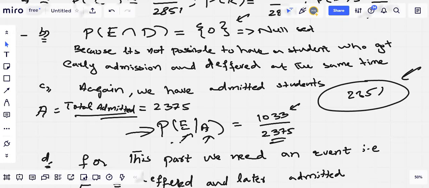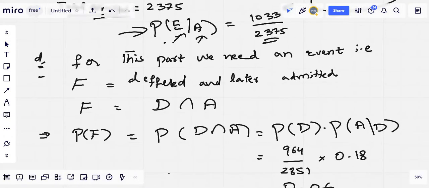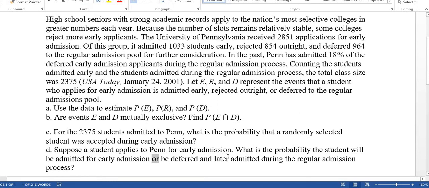And now we'll move on to part D, and part D is a bit tricky, but I'll try to explain in an easy way. Suppose a student applies to Pennsylvania for early admission. What is the probability that the student will be admitted for early admission? So you can clearly understand that first we need to identify the early admission event, which we call E, and "or" will be replaced by union, and then we need another event, which is deferred and later admitted during the regular admission process. Until now we don't have this event.